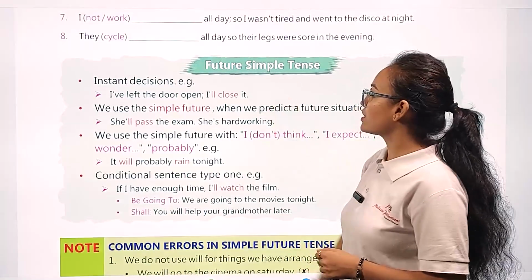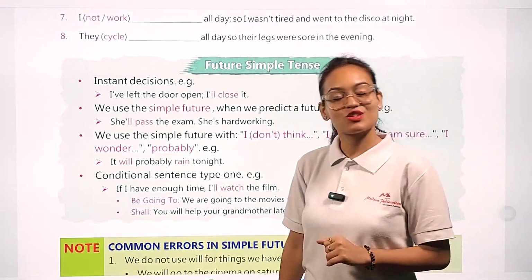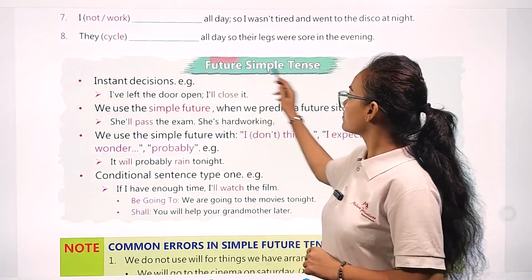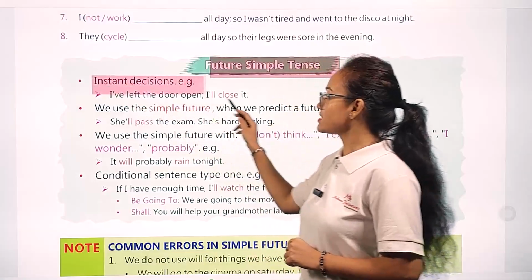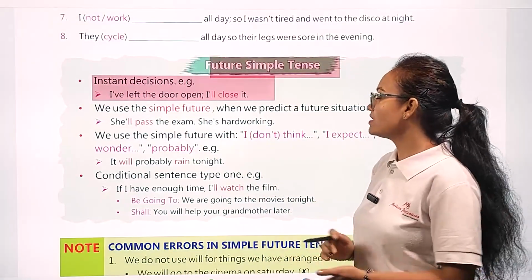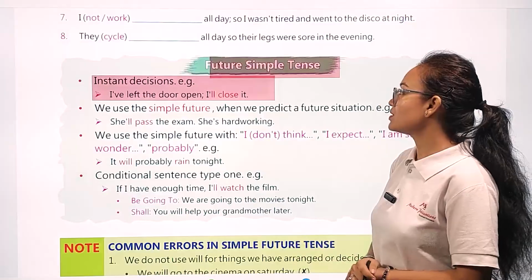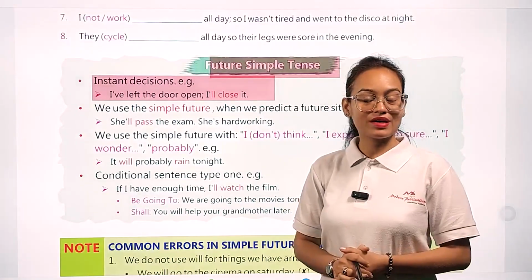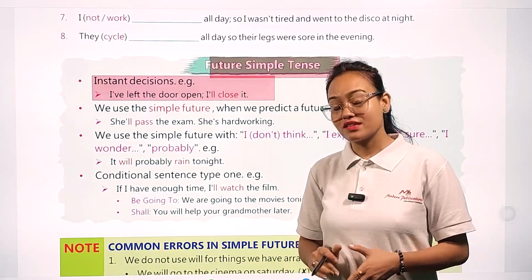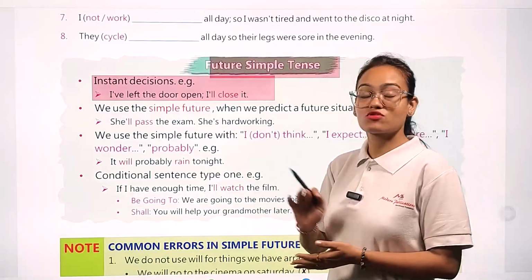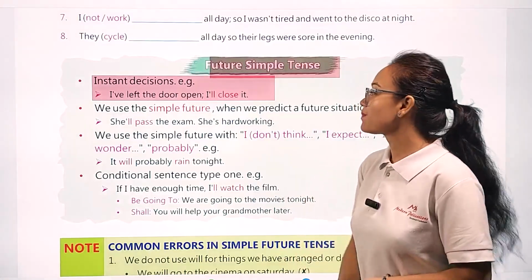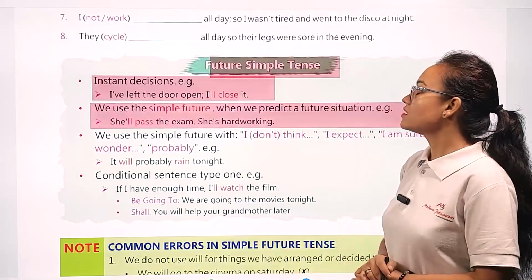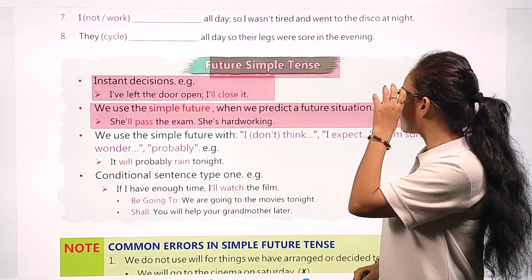So first of all, we are going to see future simple tense. What is the meaning of future simple tense? Let's see. Instant decisions. Example, I have left the door open, I will close it. So whenever we are taking any instant decision, that type of work comes under the simple future tense. Okay, we use the simple future when we predict a future situation.